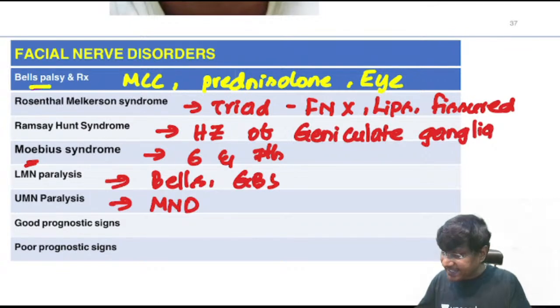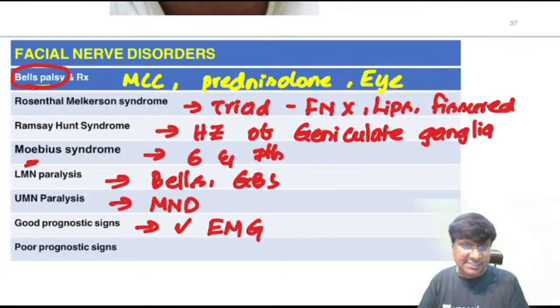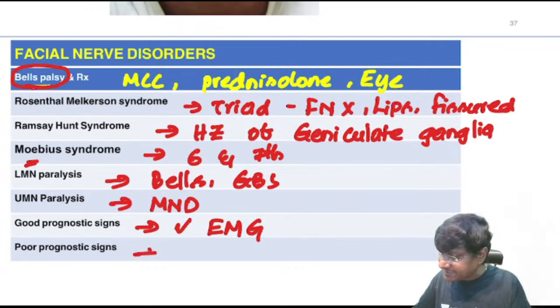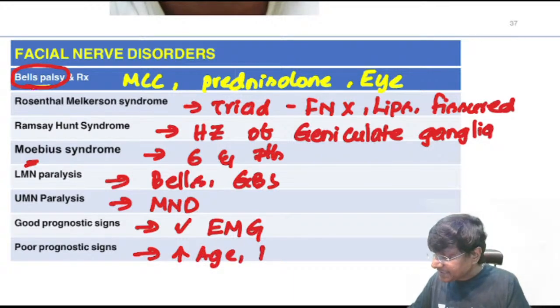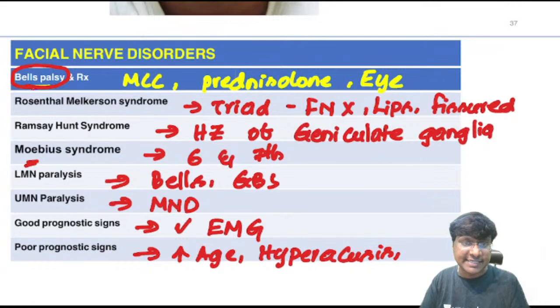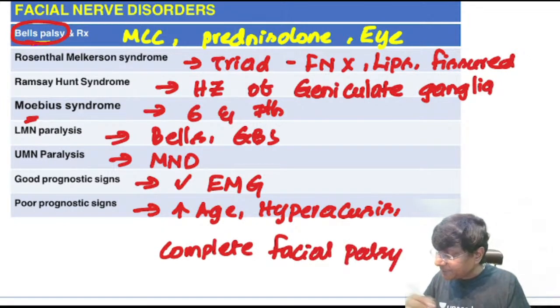Now, in case of Bell's palsy, you should know what are the good prognostic signs and what are the poor prognostic signs. The good prognostic sign is the preservation of the electromyographic responses. The poor prognostic signs are advanced age of the individual with Bell's palsy, presence of hyperacusis, and if there is complete facial palsy, that is also a poor prognostic sign.